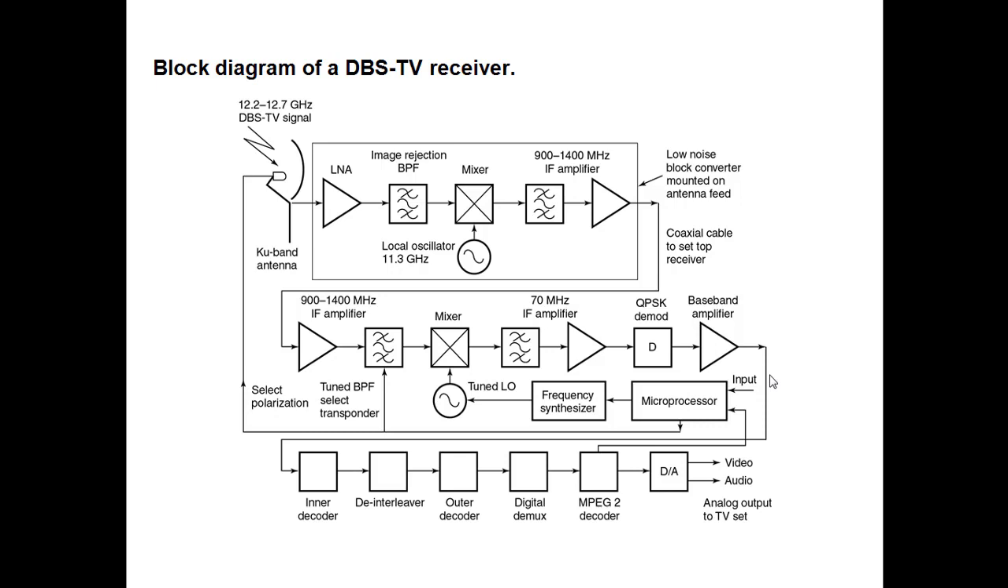The bit stream is then encrypted. It contains error control coding bits and data bits. The bit stream is processed to detect and correct the errors. A digital multiplexer extracts the bits for the required channel and sends them to the MPEG-2 decoder, which we can see in the figure here. It finally generates analog video and audio signals with DA converters to drive the TV set.